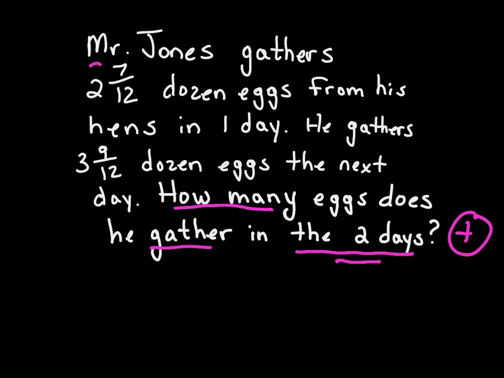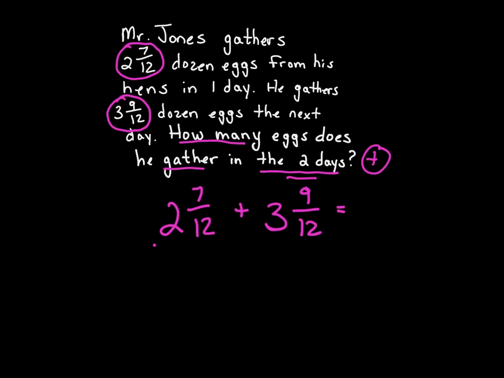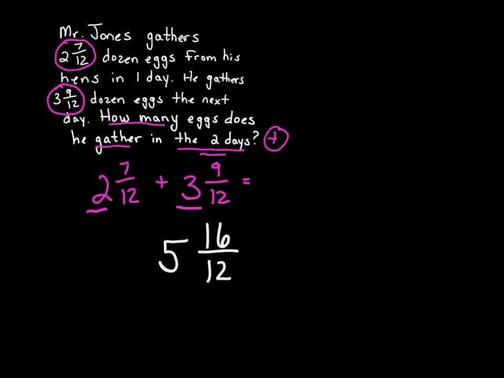So we need to add up what he had on that first day and then add it to the second day. So here we go. We have 2 and 7/12 plus 3 and 9/12. Okay, so we take the whole numbers, 2 and 3, and we get 5. The denominator doesn't change because they're the same, so we just place a 12. And then the numerator, 7 plus 9, is 16. So 5 and 16/12 is our mixed number to this problem.